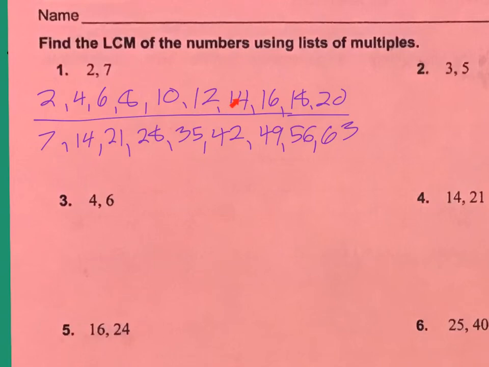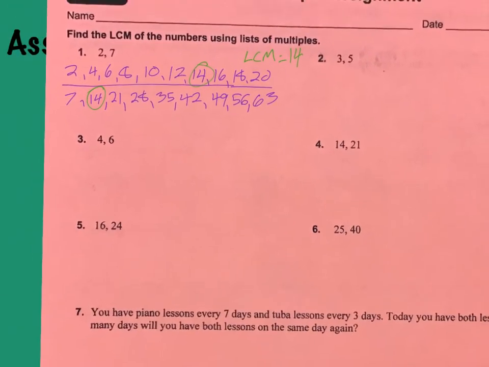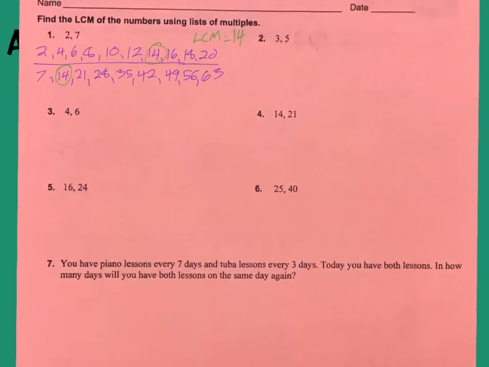So, oh, I see a 14 there. Oh, there's a 14 there. So it looks like we're done. We found where they overlap. So we've got a 14 and a 14. So my lowest common multiple equals 14. Okay? So there is how you do lowest common multiples by making lists. So there are some questions for you to try on your own there. So give those a try.